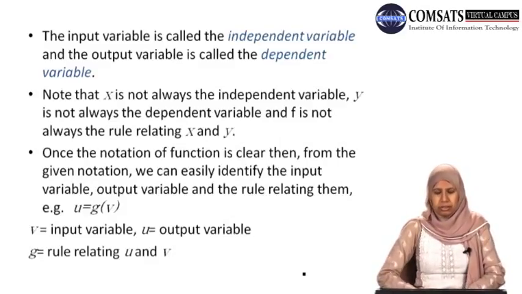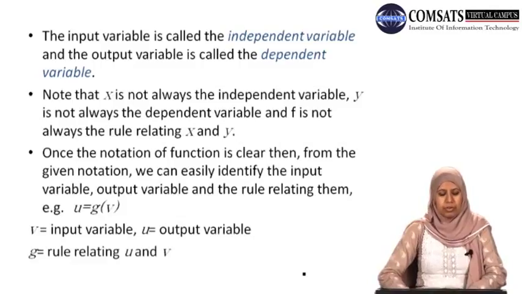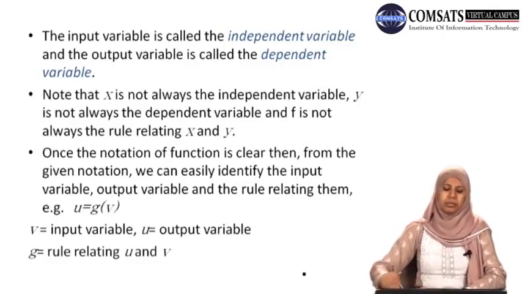It is not necessary that x and y will always be the independent and dependent variables, and that f will always be the rule relating x and y. Once we understand the notation of a function, we can easily identify the input variable, the output variable and the rule relating them. For example, u equals g of v is a mathematical notation of a function where v is the input variable, u is the output variable, and g is the rule relating u and v.